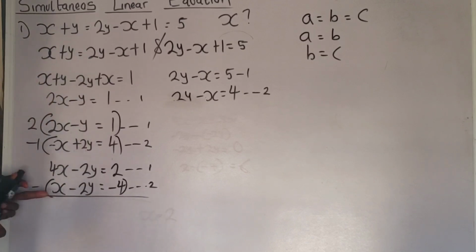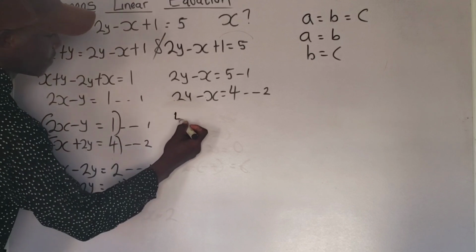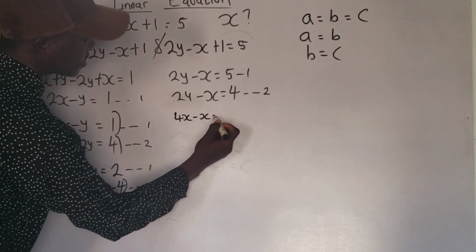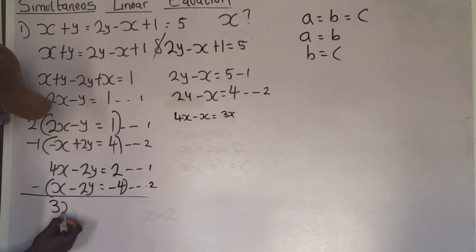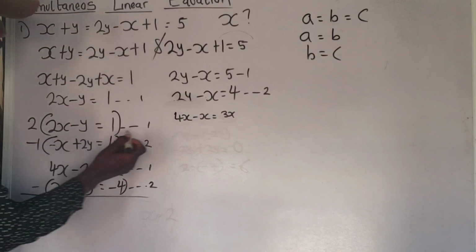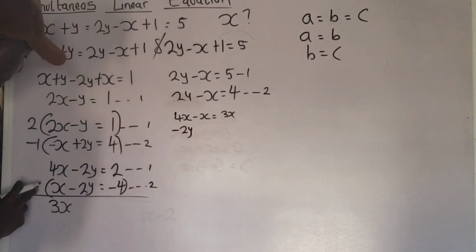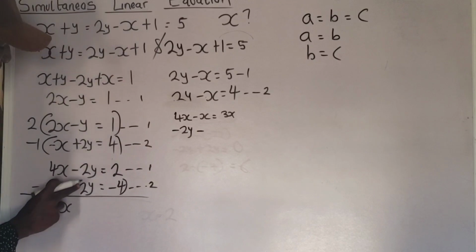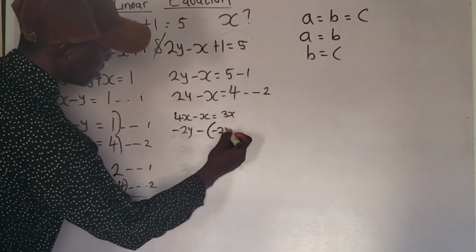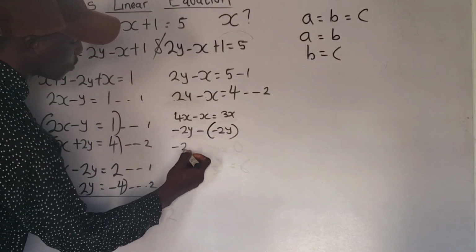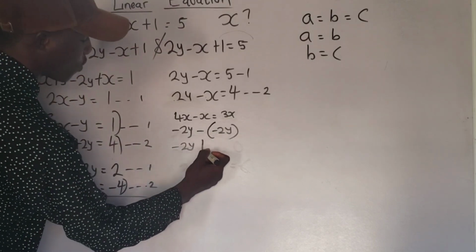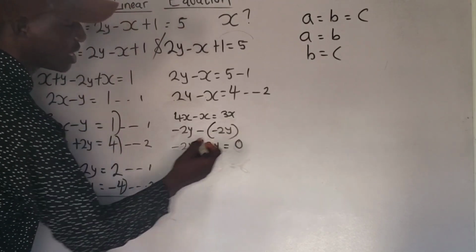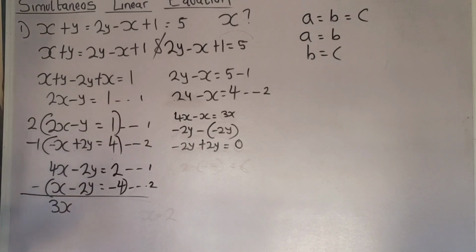Now let's proceed. 4x minus x will be 3x. Are you paying attention? Negative 2y minus negative 2y: negative 1 multiplied by negative 2y will be positive 2y, so this will be equals to 0. Have you seen that? We've been able to eliminate y.